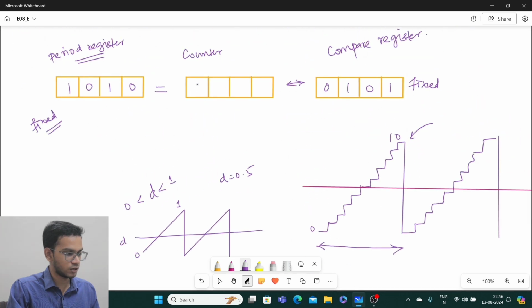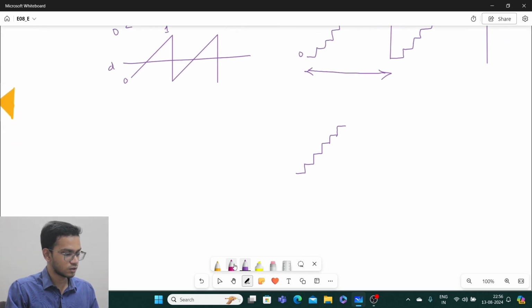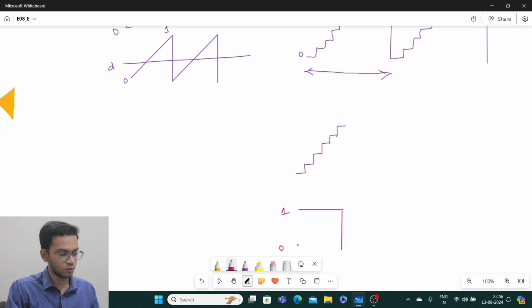Now my value here will be 0, 1, 0, 1. Both are equal. Since both are equal, it will change the pin corresponding to production of PWM from logic 1 to logic 0, and then it will keep it here, and then it will keep counting again.